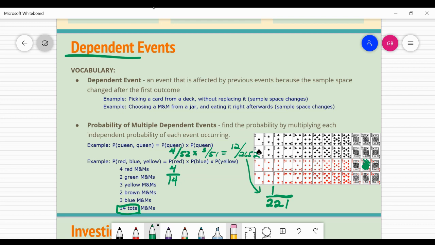Then you ate the red one. So now there's only 3 reds left. So I'm going to pick a different color for this probability. So now there's only 13 M&Ms. So the probability of getting blue is 3 out of 13.